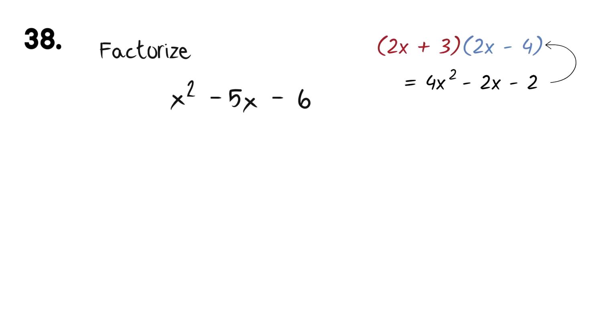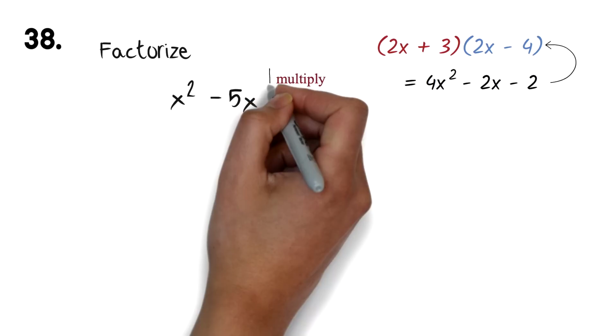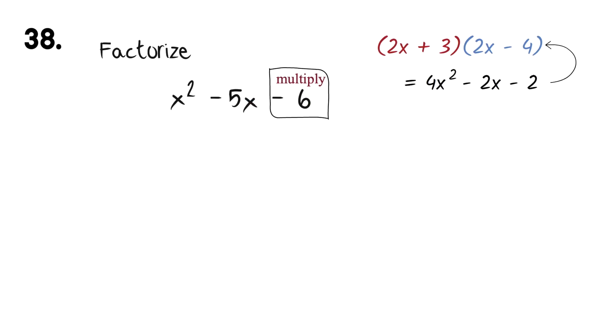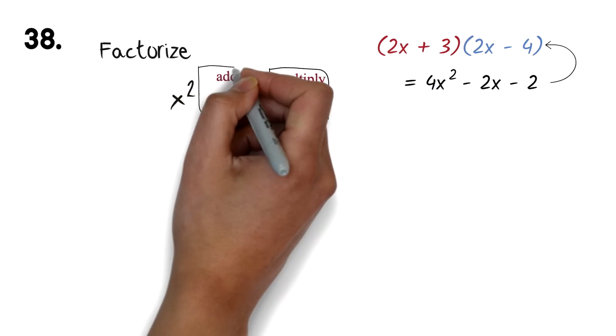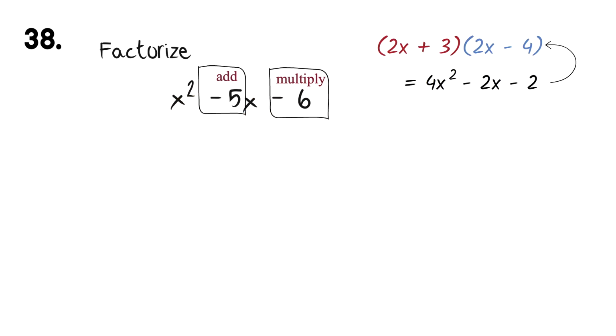Finding out what multiplied to get x squared minus 5x minus 6, you will find two numbers that multiply to get the constant. In this case, the negative 6. The two numbers must also add up to get the coefficient of the x, which is negative 5. This takes some trial and error and depends mainly on how good your multiplication is.